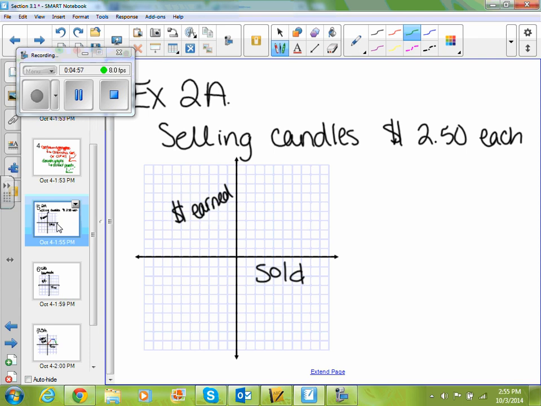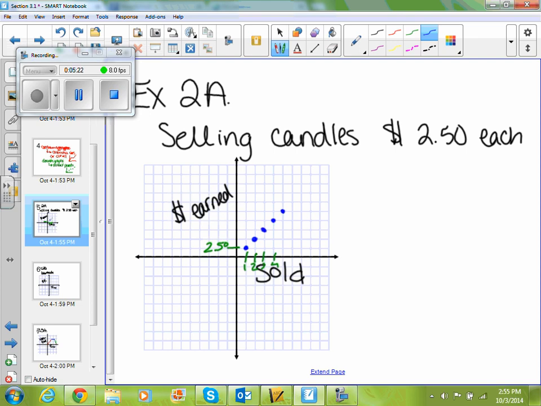So each one of these lines is going to represent $2.50, and each one of these lines represents one candle sold. Does that make sense? So if he sells one candle, how much money does he make? $2.50. Okay, what about two candles? $5. Okay, and three candles? $7.50. Okay, four would be $10.